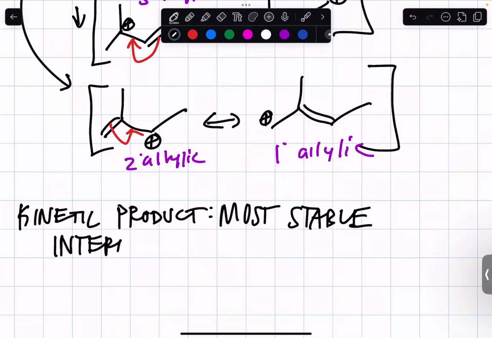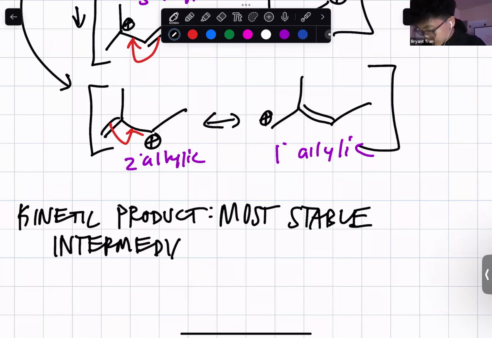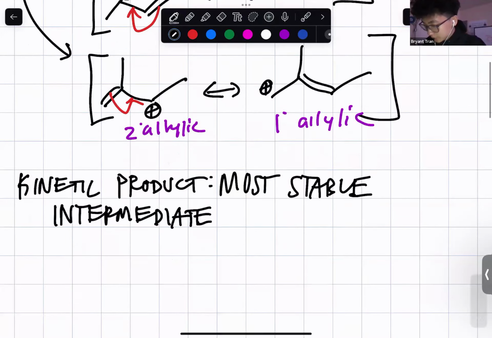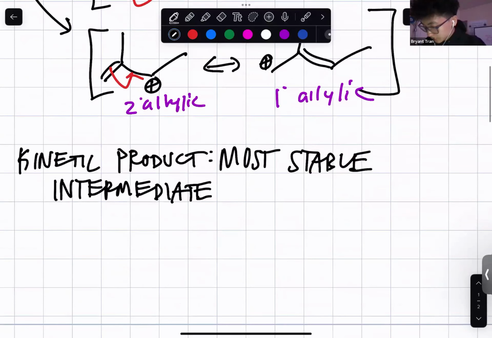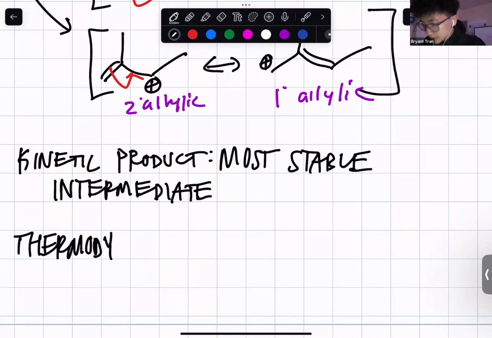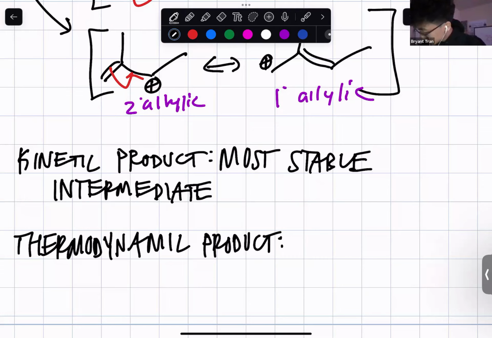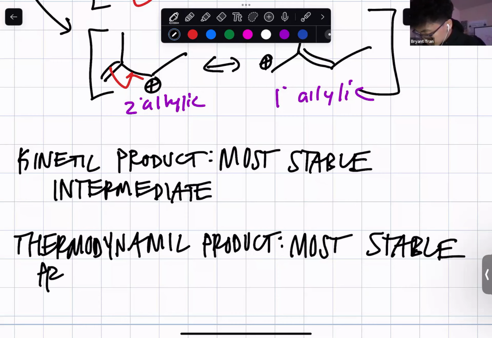Right? And this intermediate here can be different things from different reactions, but the reaction that we're talking about now is a carbocation intermediate. So that's what the kinetic product is going to come from. The thermodynamic product is going to make the most stable product overall. And in this reaction, the product that we're going to look at is the alkene, the more stable alkene.